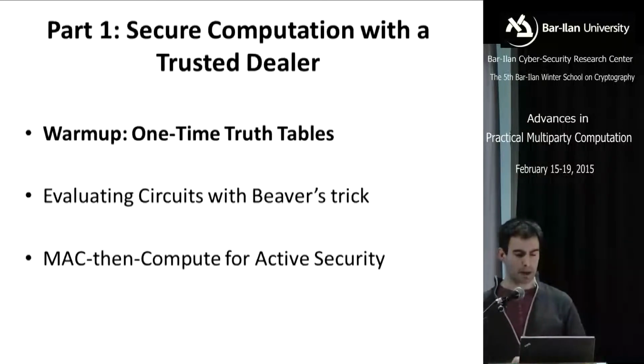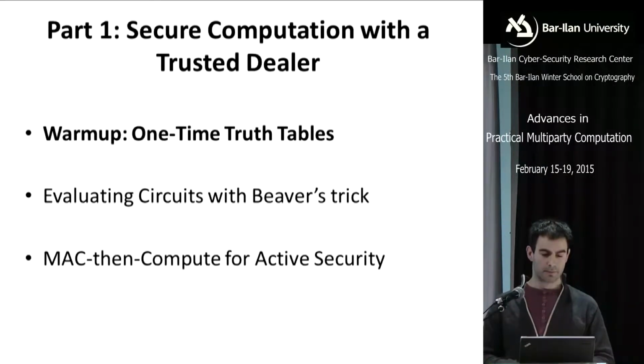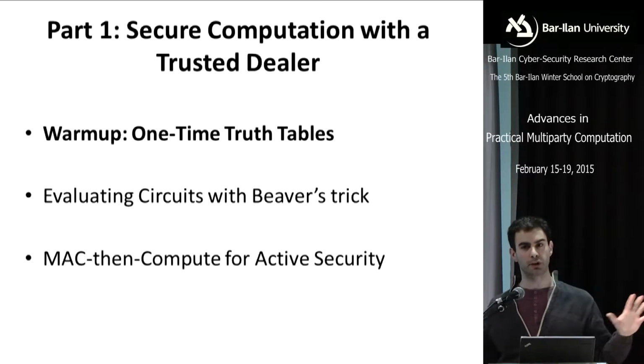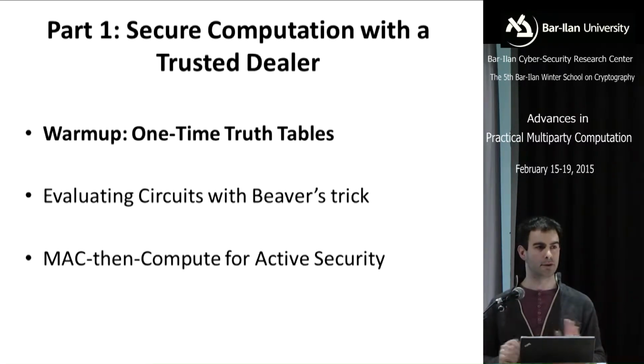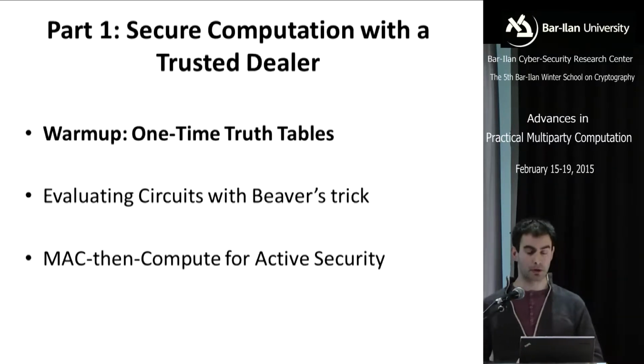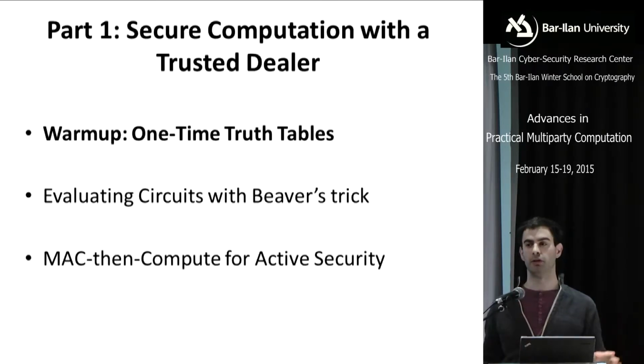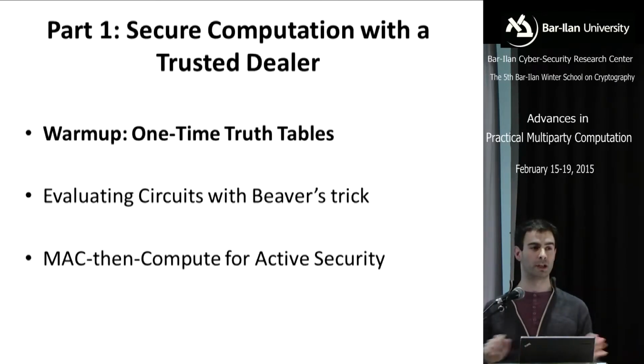So let's start with some warm-up. In this first part, let's forget about cryptography, about cryptographic tools for the first hour. Let's just think about having this trusted dealer that gives you this correlated randomness, and let's see what we can achieve in this model. As a warm-up, I'm going to tell you about one-time truth tables, which are the simplest MPC protocol, the simplest two-party computation protocol you can imagine.